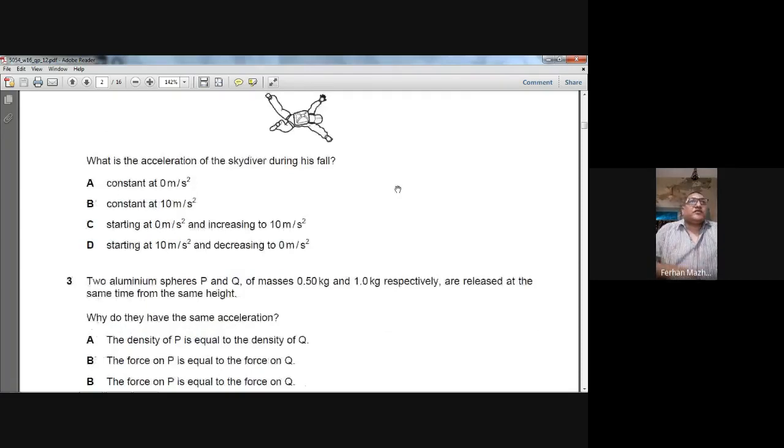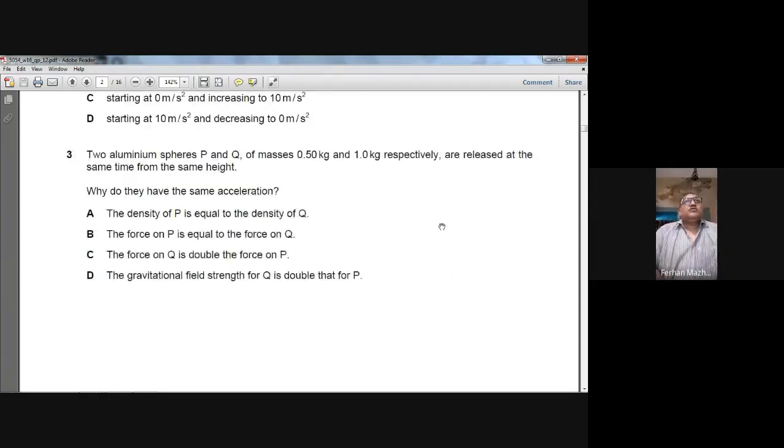Question number 3. Two aluminum spheres P and Q of masses 0.50 kg and 1 kg respectively are released at the same time from the same height. Why do they have the same acceleration? The reason is the force which is acting on P and on Q are different. We call that force weight, which pulls them towards the earth.